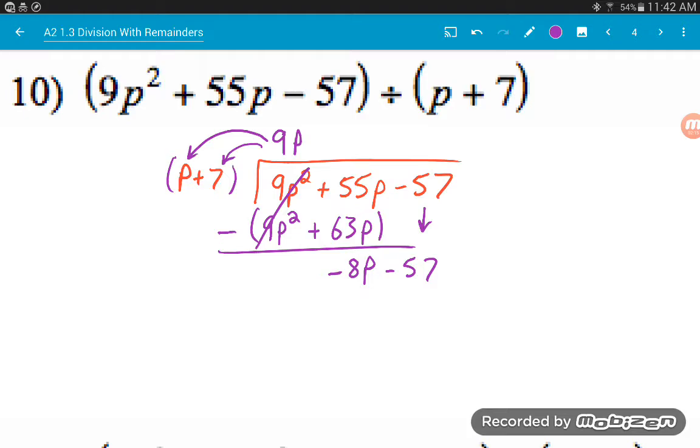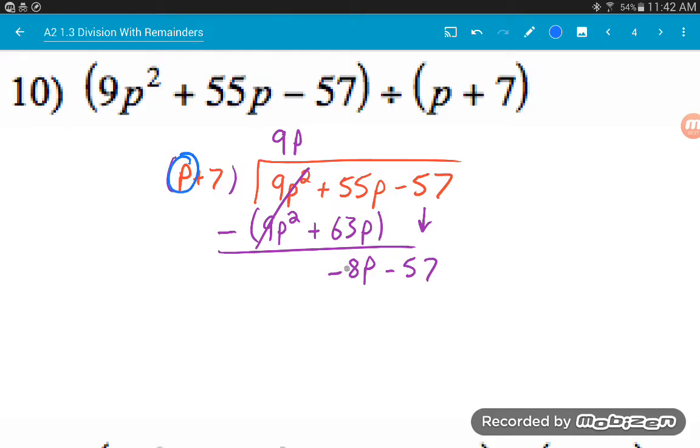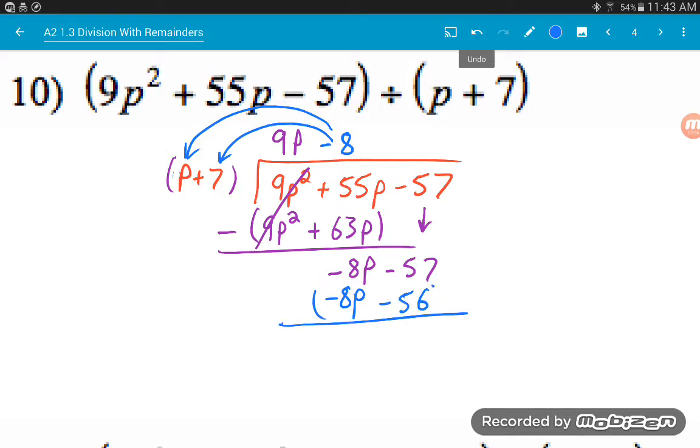And we ask ourselves the same questions over again. We say to ourselves, how many times does p go into negative 8p? And the answer is negative 8, because negative 8 times p would be negative 8p. So I'm going to take this negative 8, and I'm going to distribute it onto both of these. Negative 8 times p is negative 8p. Negative 8 times 7 is going to be negative 56. Parentheses and subtract.